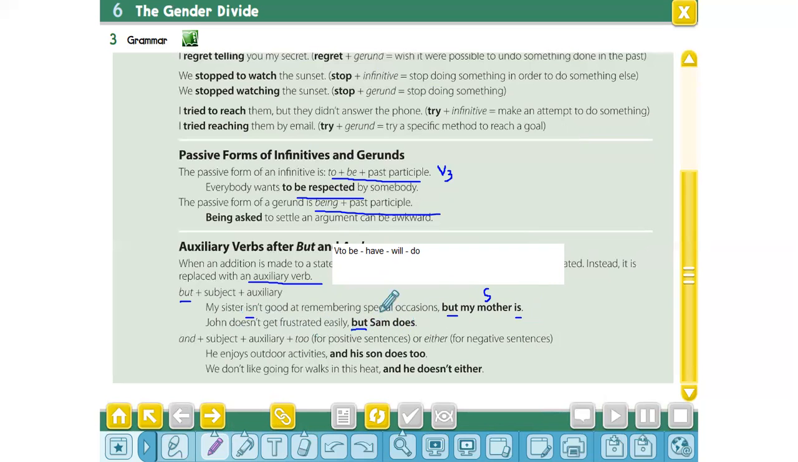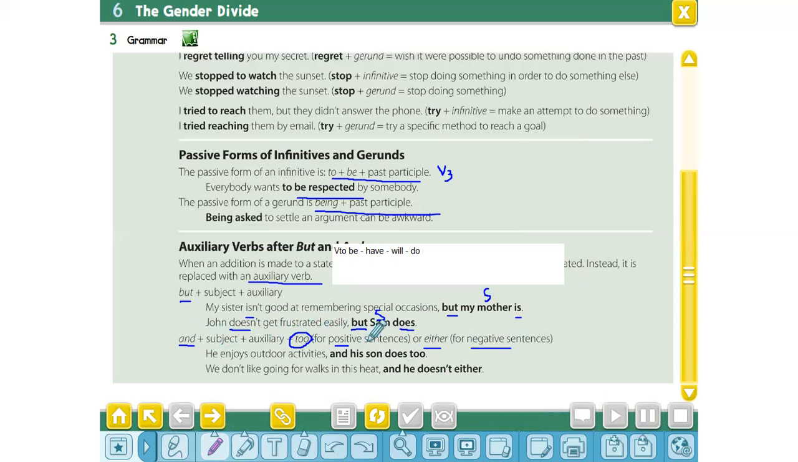But plus subject plus auxiliary verb. Why do we use does? Because the auxiliary verb in the first clause is doesn't. What about and? And plus subject plus auxiliary verb, and too for positive or either for negative.